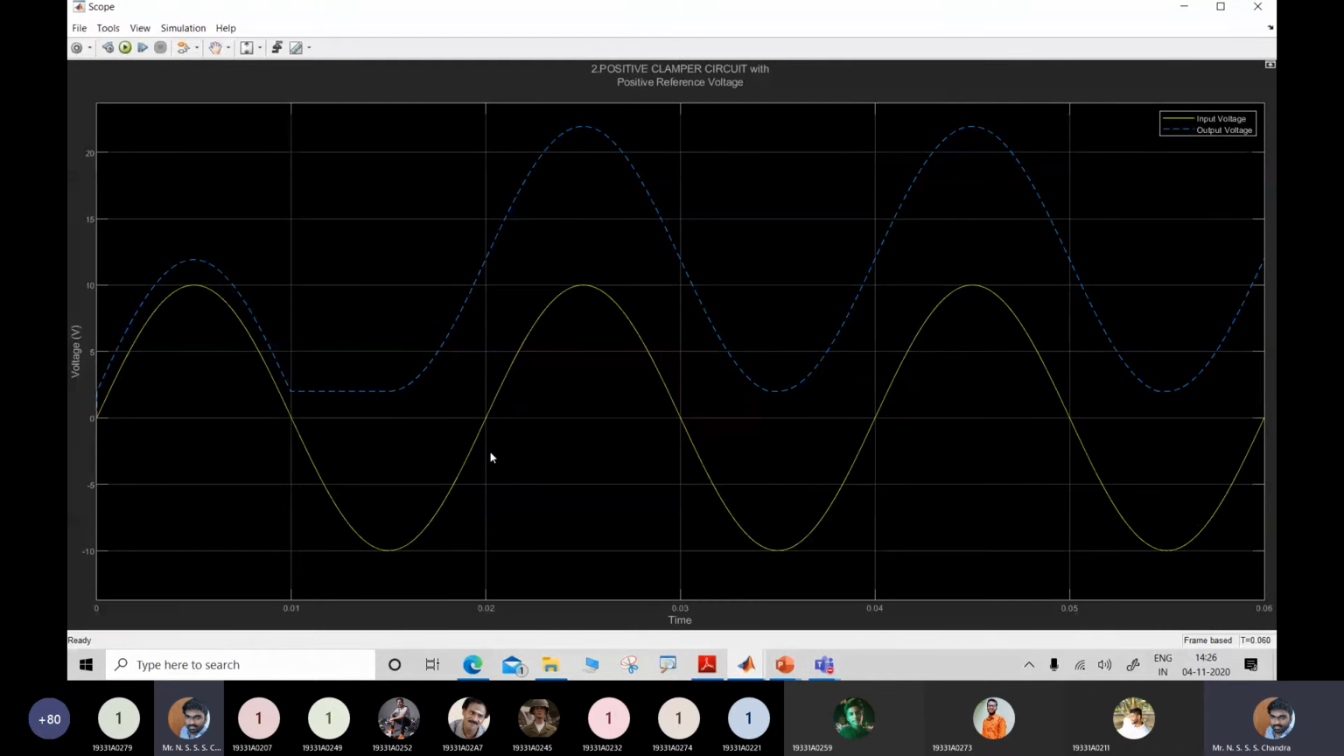Okay. So when you have the negative peak in the input voltage, that is minus 10 volts, what will be your negative peak in the output voltage? Minus 10 plus 12. What is minus 10 plus 12? 2 volts, right? So this voltage is around plus 2 volts.